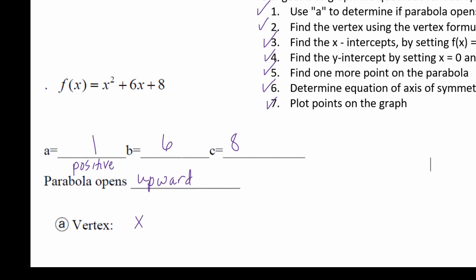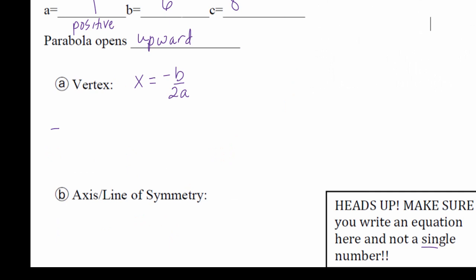And as we remember, the vertex formula for the x-coordinate is that x is equal to the opposite of b over 2a. So that means that x is equal to the opposite of 6 over 2 times 1, which is negative 6 over 2, or negative 3. So we've just found the x-coordinate of the vertex.